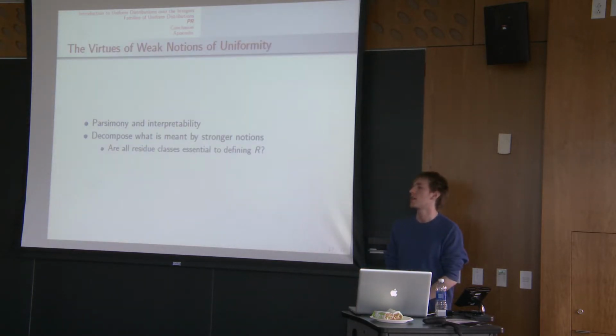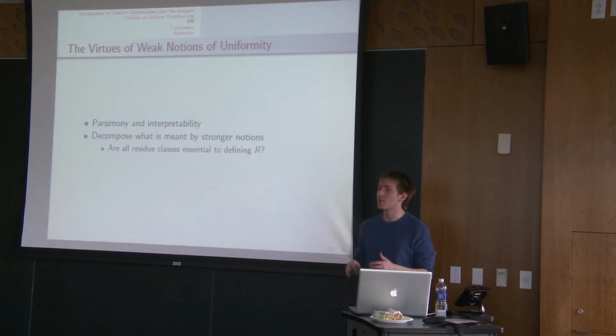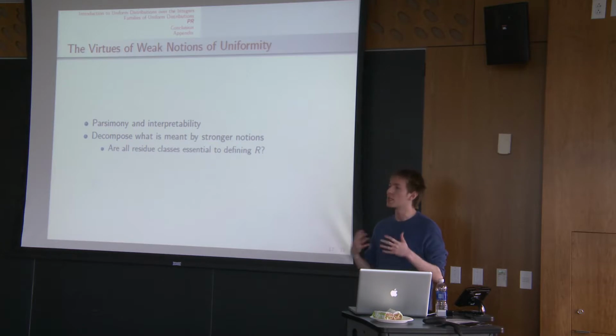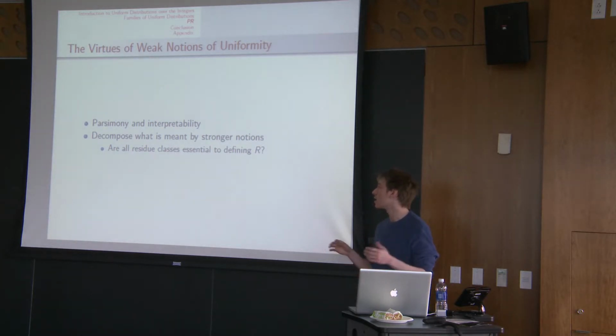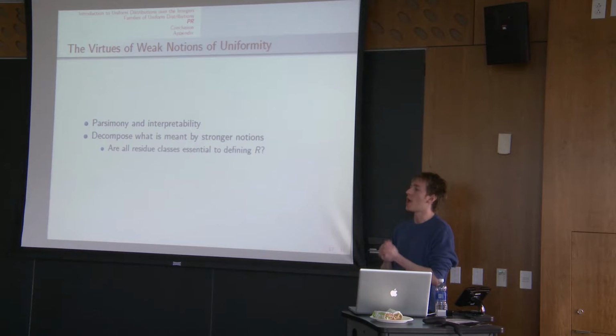Okay, so in this next section, I'm going to consider weak notions of uniformity. So before, we saw the weakest notion was the residue class. And why do we care about these weak notions of uniformity? Well, suppose we only needed to calculate the probabilities of residue classes, then we wouldn't need to define a limit frequency of a set. It's much simpler to just use the residue class family. We don't need this extra machinery. So in that sense, it's more parsimonious and it's more interpretable. And even if we needed a stronger notion of uniformity to attain uniqueness, for example, we needed to consider all sets with limit frequencies, then we could still hope to decompose what is meant by limit frequency by looking at weaker notions of uniformity.